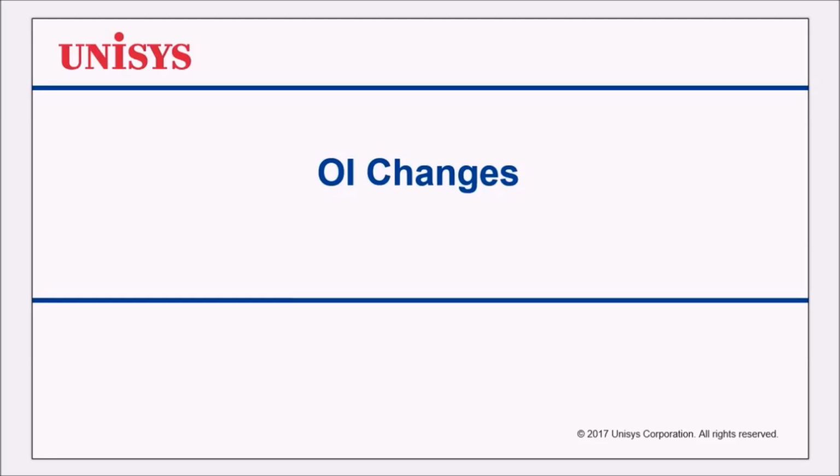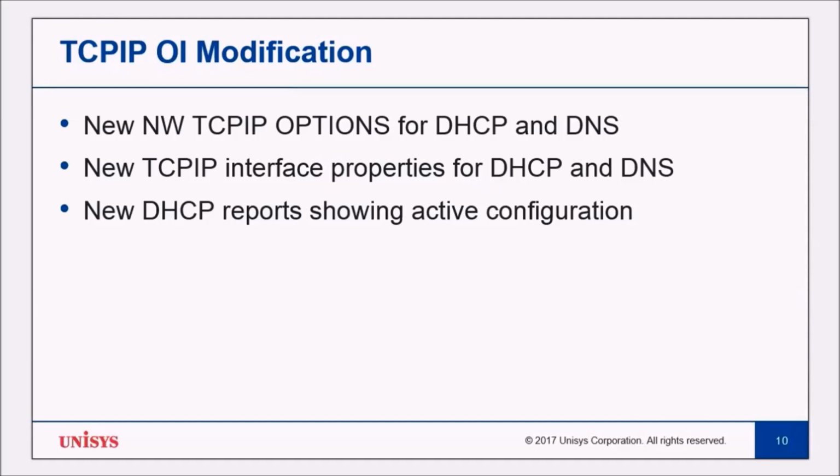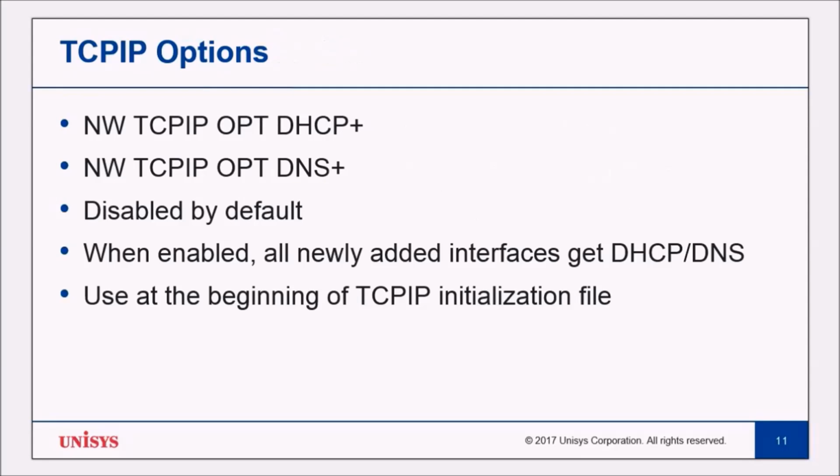Let's get into the OI commands that can be used to enable or disable DHCP and Dynamic DNS. Overall, we have TCPIP options and interface properties that enable or disable DHCP and Dynamic DNS for TCPIP interfaces. These options and properties are detailed in the following slides. There are TCPIP options that enable DHCP and Dynamic DNS for all interfaces. These options are disabled by default.